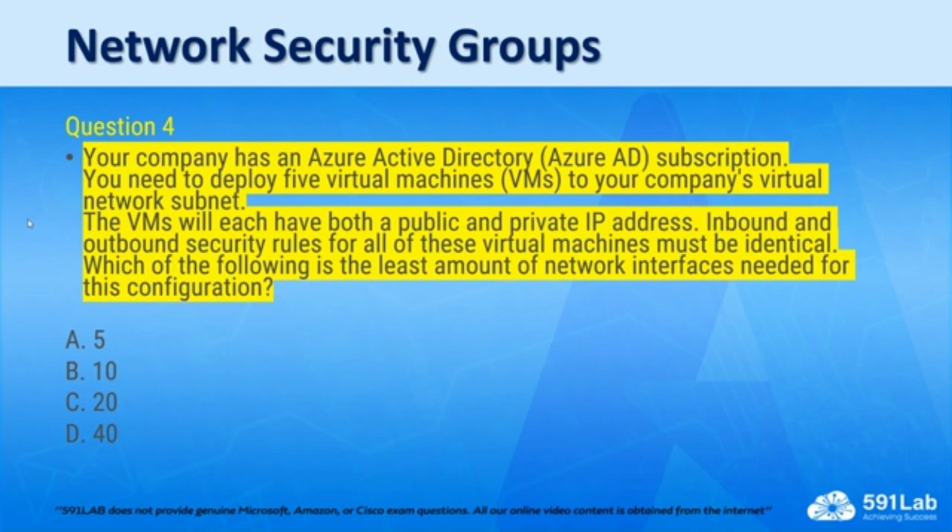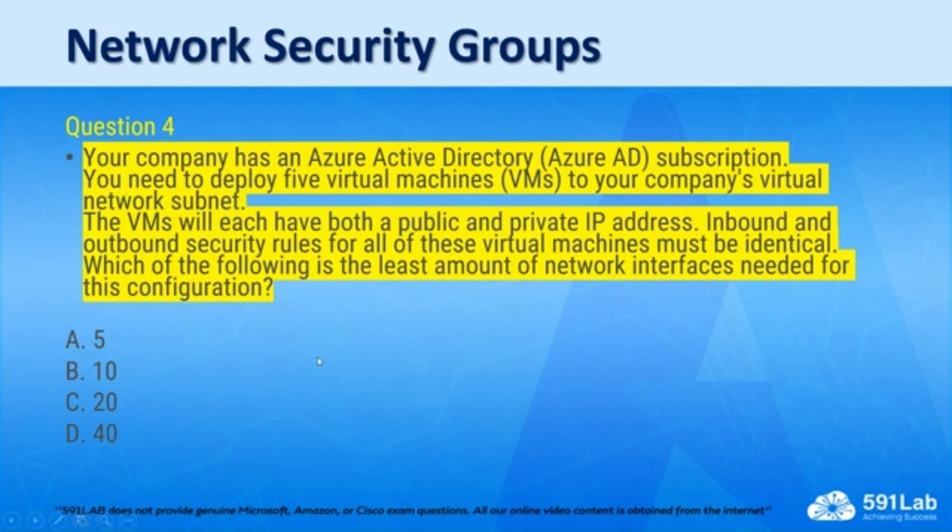Okay, your company has an Azure Active Directory subscription. You need to deploy 5 virtual machines to your company's virtual network subnet. The VMs will each have both a public and private address. Inbound and outbound security rules for all these virtual machines must be identical. Which of the following is the least amount of network interfaces? Remember, this is asking about the network interfaces needed for this configuration.